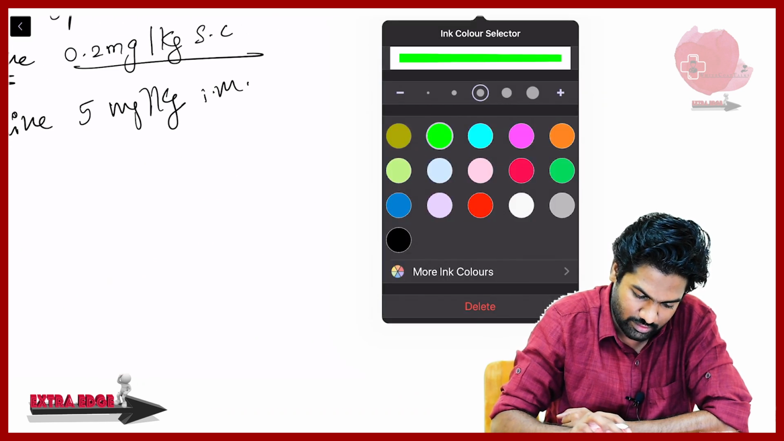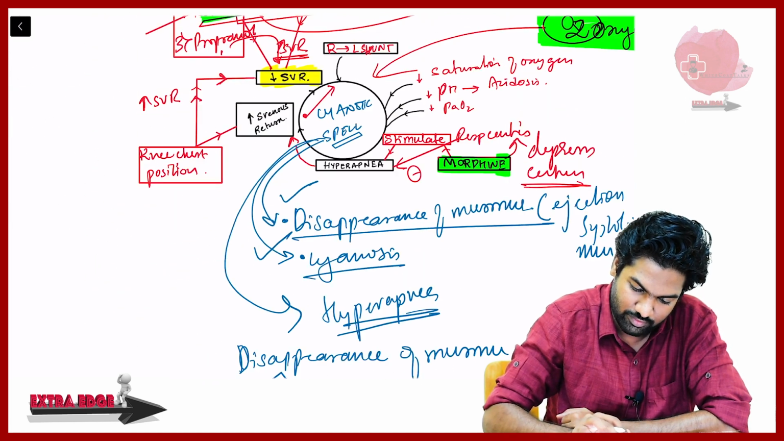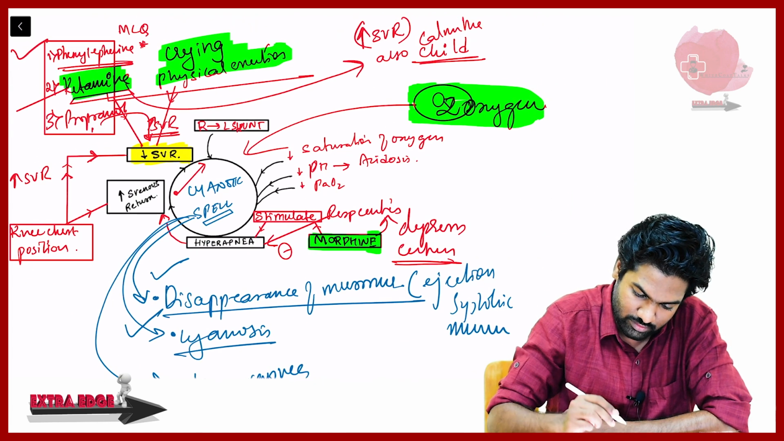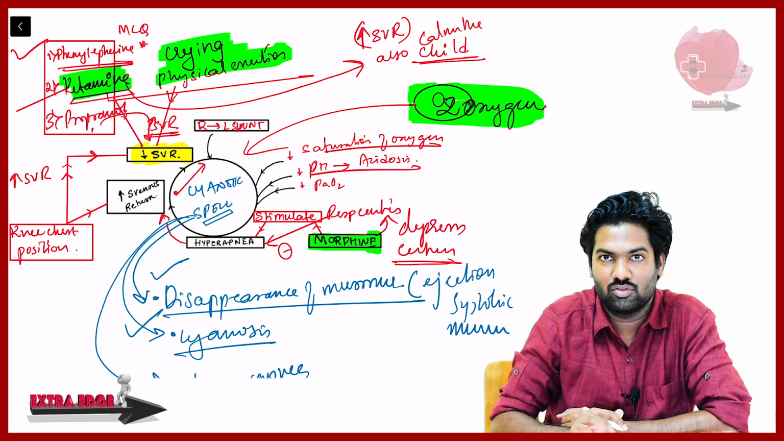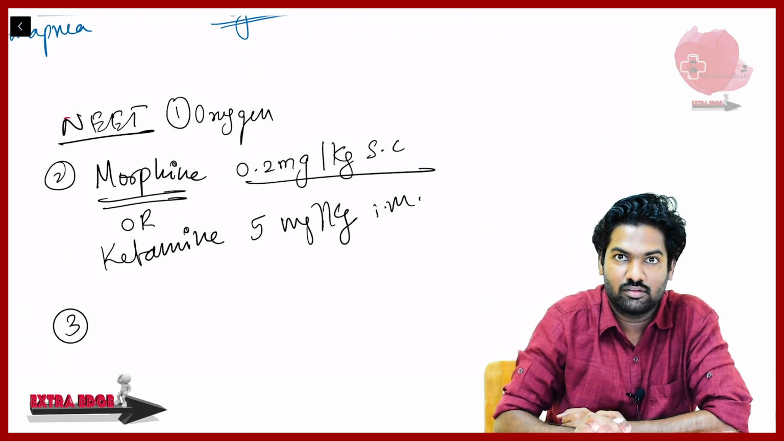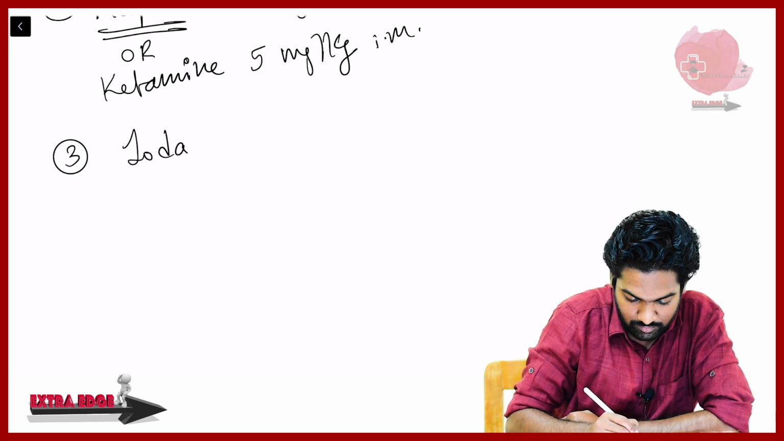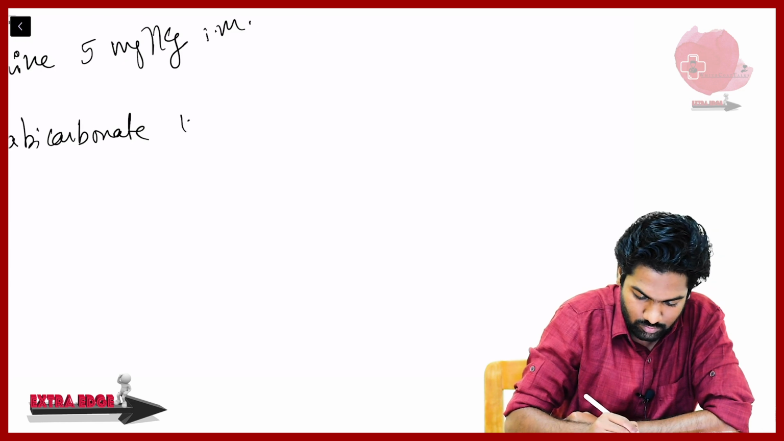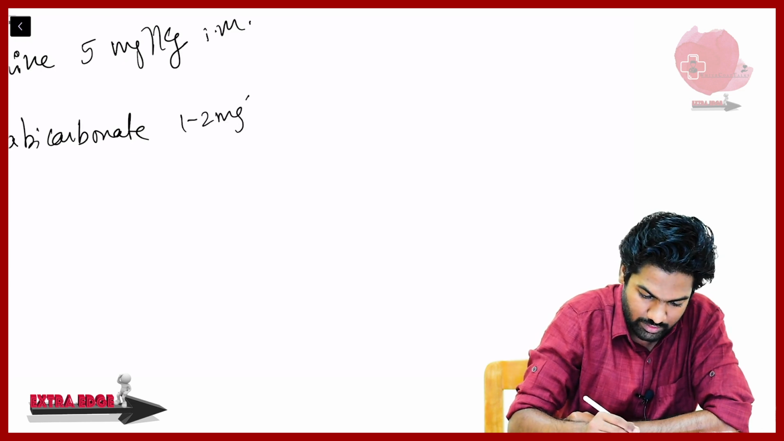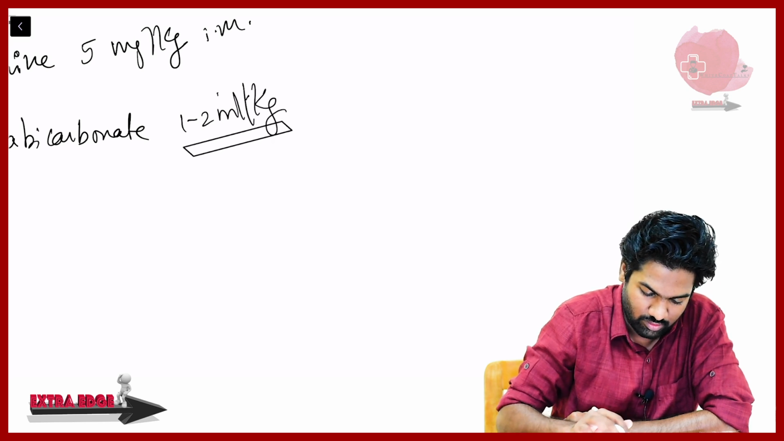Then another important thing which I want to tell you here is, you can see that I have written that there was a drop in saturation of oxygen and the pH got reduced. Do you want to counteract this acidosis with soda bicarb? Soda bicarb IV we can give, 1 to 2 mg per kg, followed by infusion.